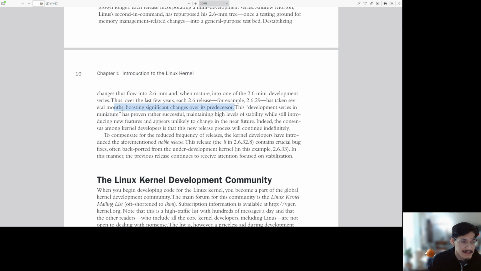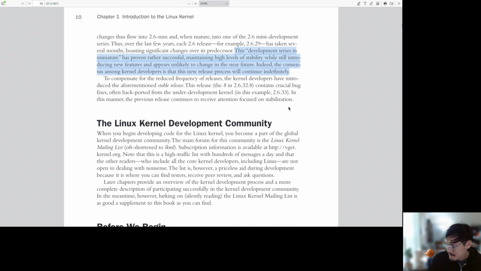This development series in miniature has proven rather successful, maintaining high levels of stability while still introducing new features, and appears unlikely to change in the near future. Indeed, the consensus amongst kernel developers is that this new release process will continue indefinitely. And I think that's what they're still doing right now.